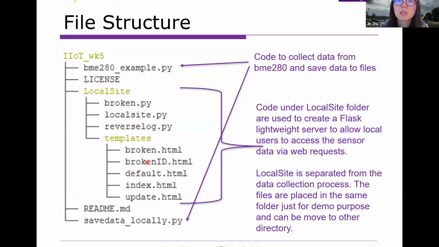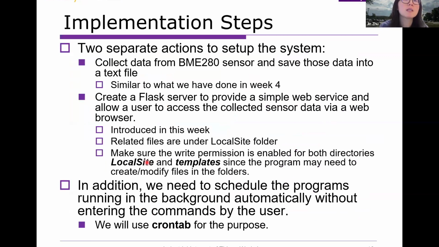So for the implementation steps, first you collect the data. You can consider two separate processes. You collect the data from the sensors, whatever you're doing. Another thing is to create a Flask server, which provides a simple web service that allows users to access those data through a web page.